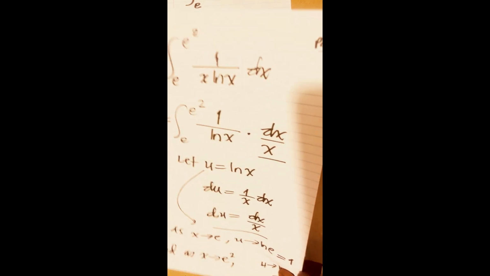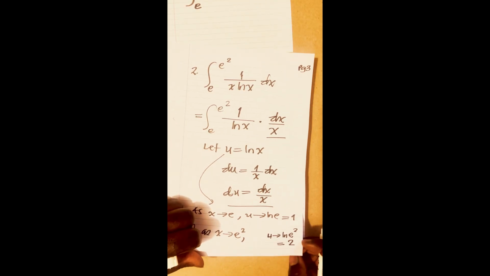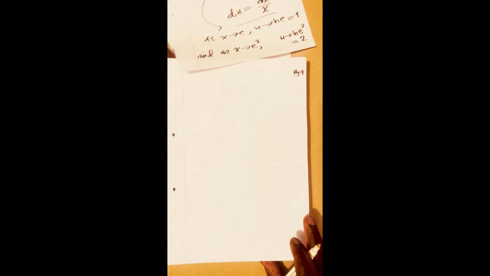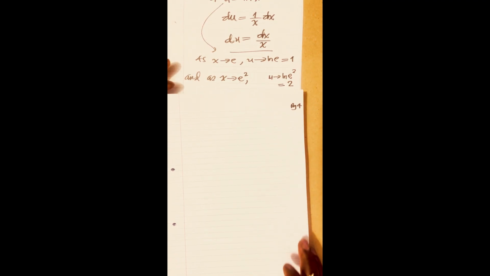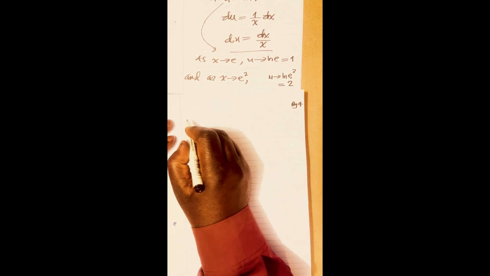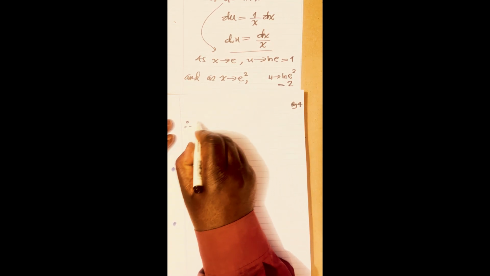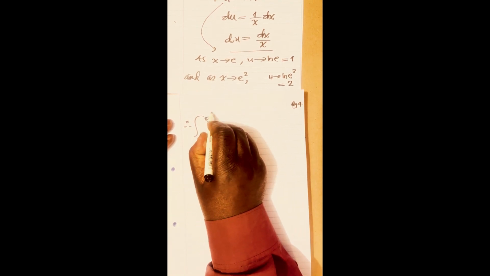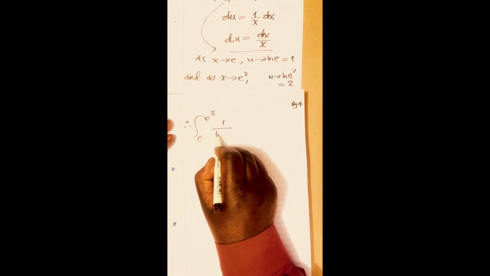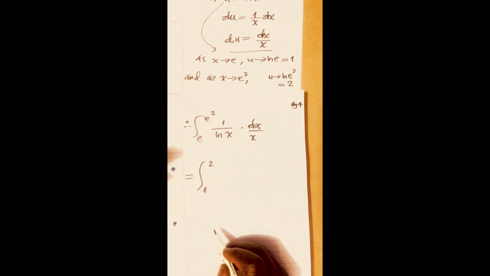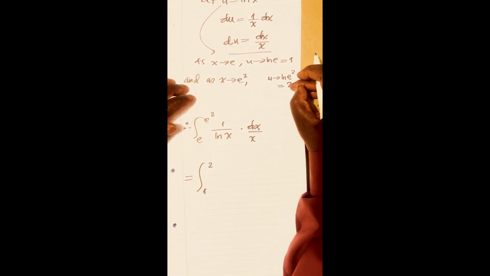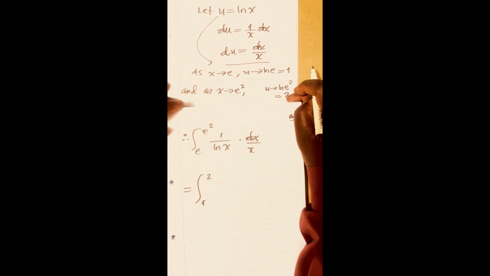Now let's change this integral therefore as follows. Taking us to the last page. So, and let me put these papers in order here. So basically I'm saying to you that the integral from e up to e squared of 1 over natural log of x times dx over x changes to the integral from 1 up to 2. Remember, the limits of integration are 1 up to 2. As you can see here, the lower limit 1, upper limit 2.